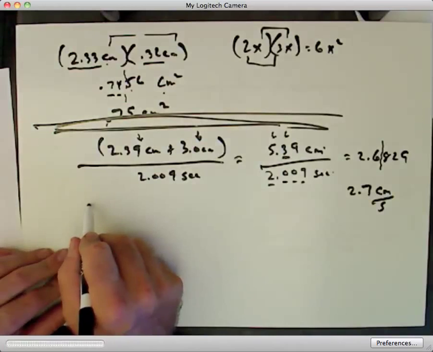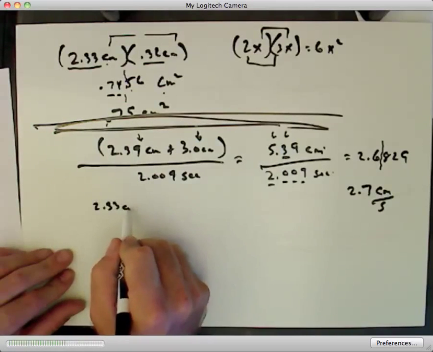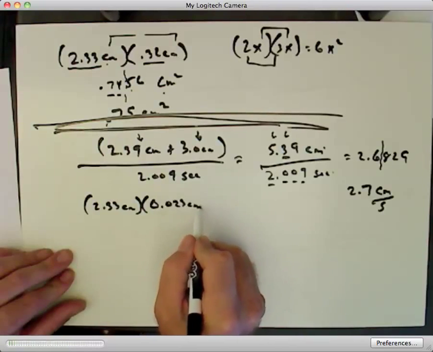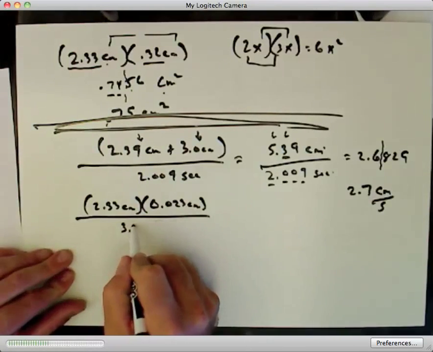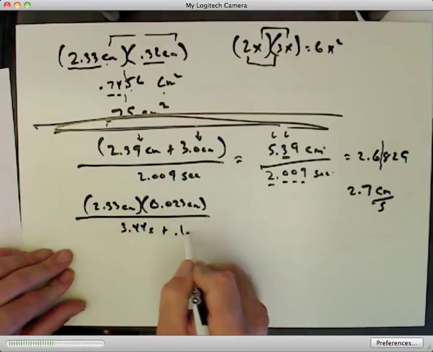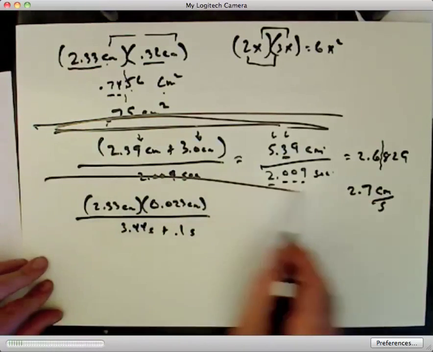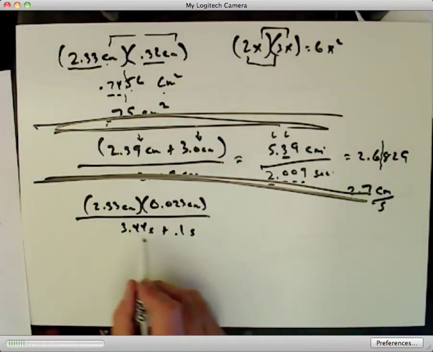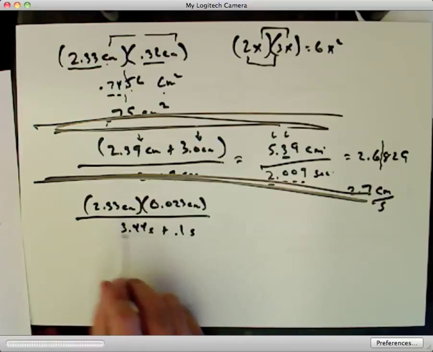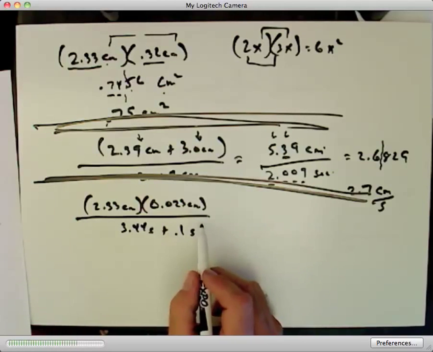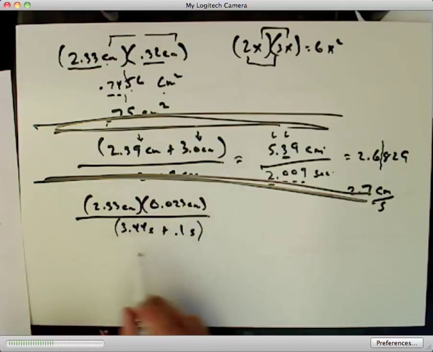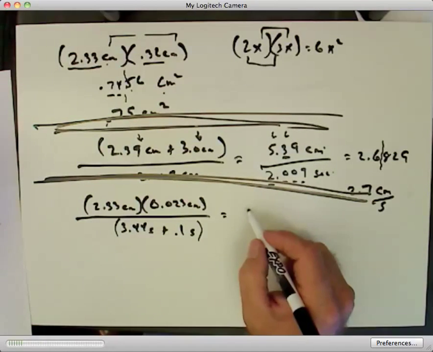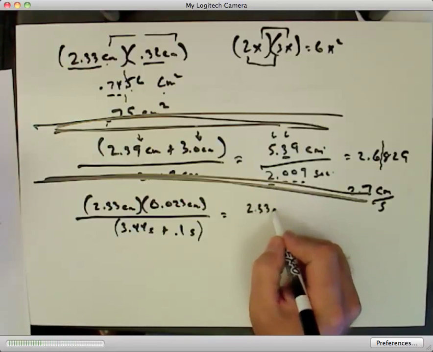2.33 centimeters and I have 0.023 centimeters. And on the denominator, I have 3.44 seconds plus 0.1 seconds. Okay, so here's the next one. What do I do? Well, order of operations. That plus sign down there actually makes this denominator a single thing. So even though I did not put a parenthesis, that has to be done first before I do any multiplying and dividing. So let's do that. The numerator, 2.33 centimeters.